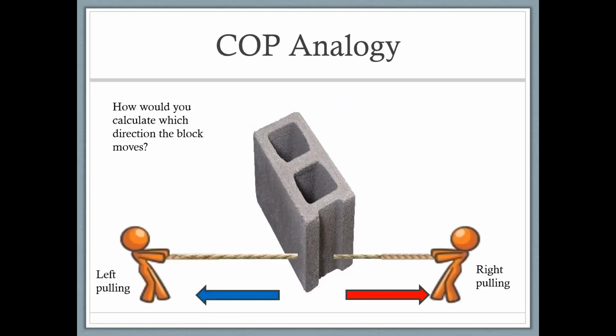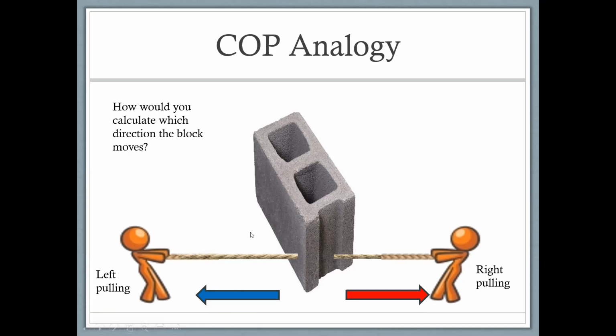Okay, let's look at the other one. Let's look at the colloid osmotic pressure analogy. Remember, colloid osmotic pressure is a pulling towards force, so we can think of this as the pulling towards pressure analogy. So we have a left pulling force and we have a right pulling force. How would you calculate which direction the block moves in this case? What will determine the direction that it moves?